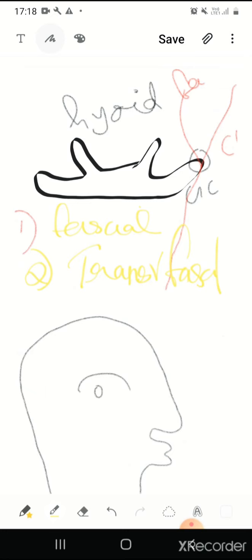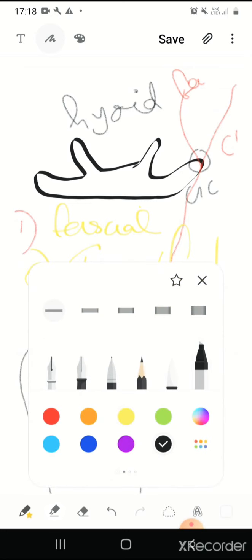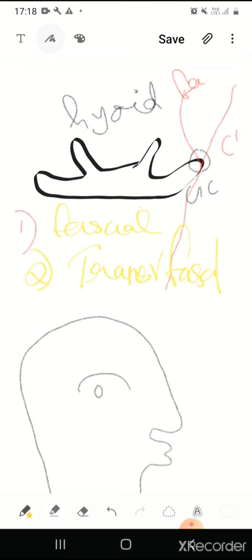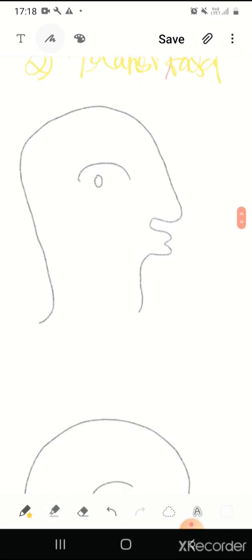So we have already discussed the origin of the facial artery. It is originating from the external carotid artery at the level of the tip of the greater cornu of the hyoid bone. Okay, now let's come to the course.